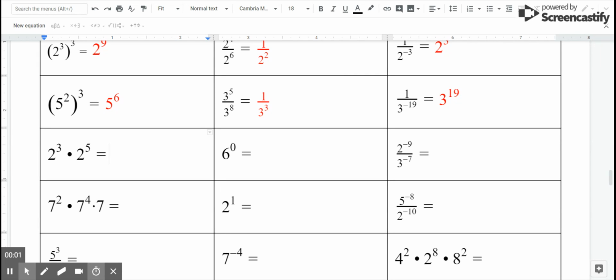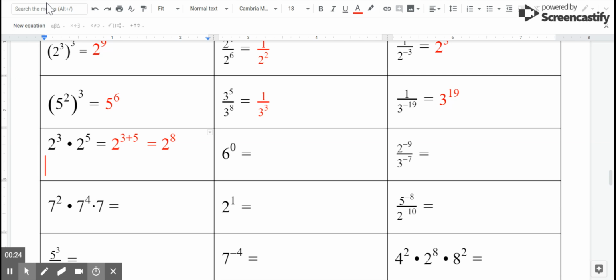Number 7, row 3. 2 cubed times 2 to the 5th. I can approach this in one of two ways. I can use my rules for multiplying exponents with the same base. When I multiply exponents with the same base, I simply add their powers. So this would become 2 to the 3 plus 5 power, which is equivalent to 2 to the 8th power.